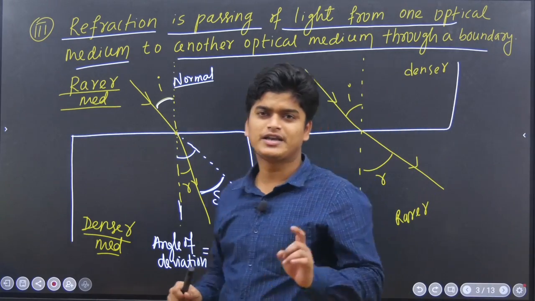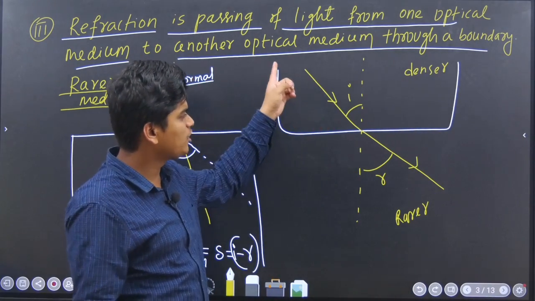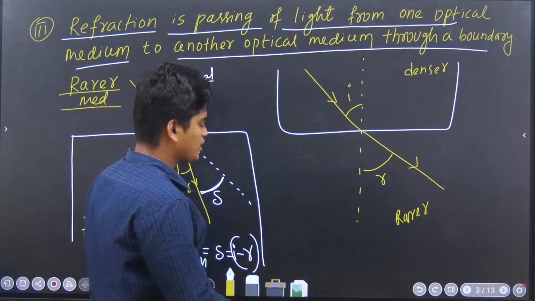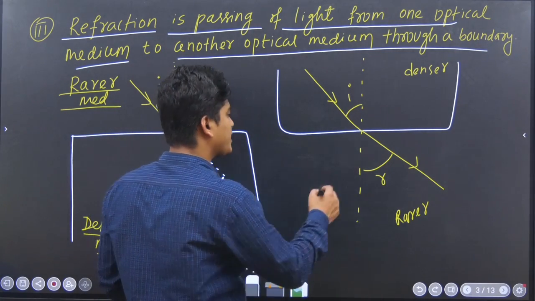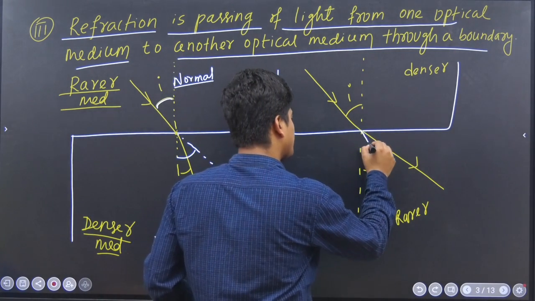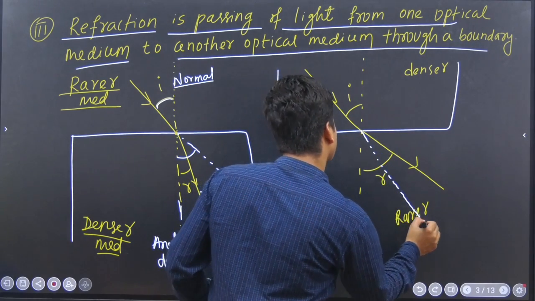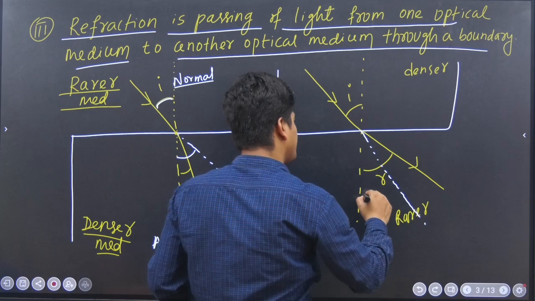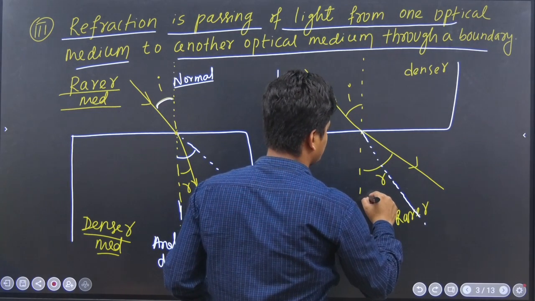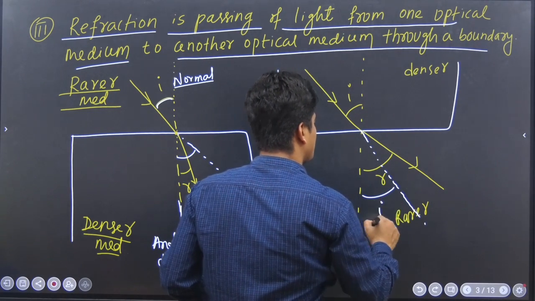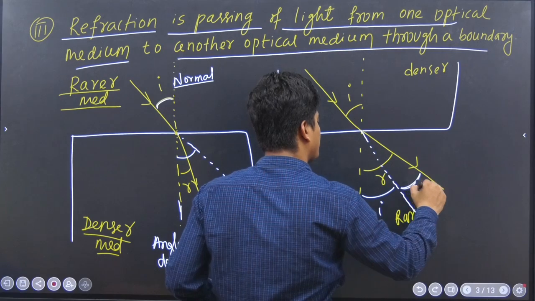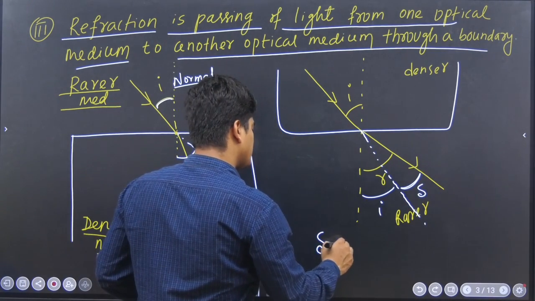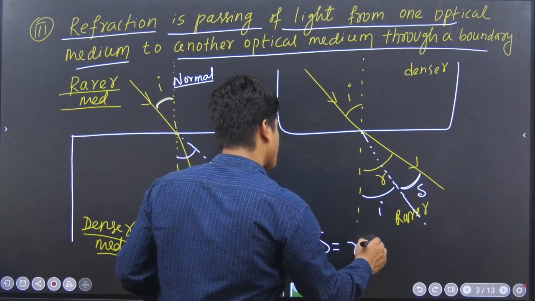So here what is happening? If the light ray is coming from denser to rarer, then the light ray will go away from the normal. Suppose the medium were not there, then the light ray would have travelled this way. But due to the presence of the medium, it is going away. So from here to here, this angle is I, and from here to here some deviation happened. That deviation you want to write.